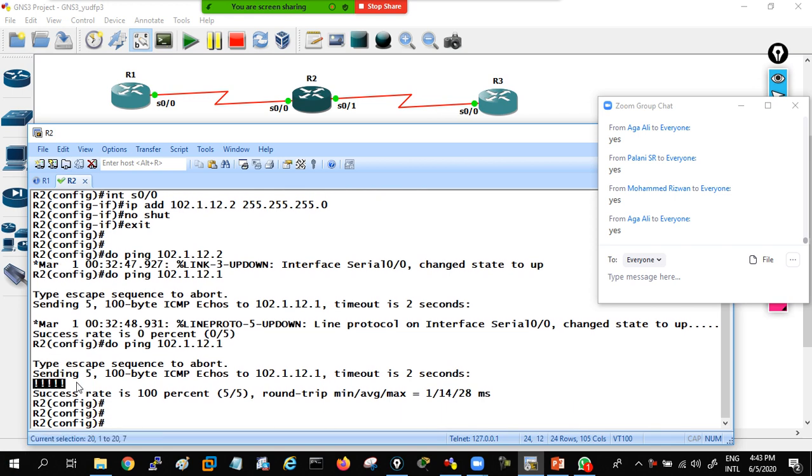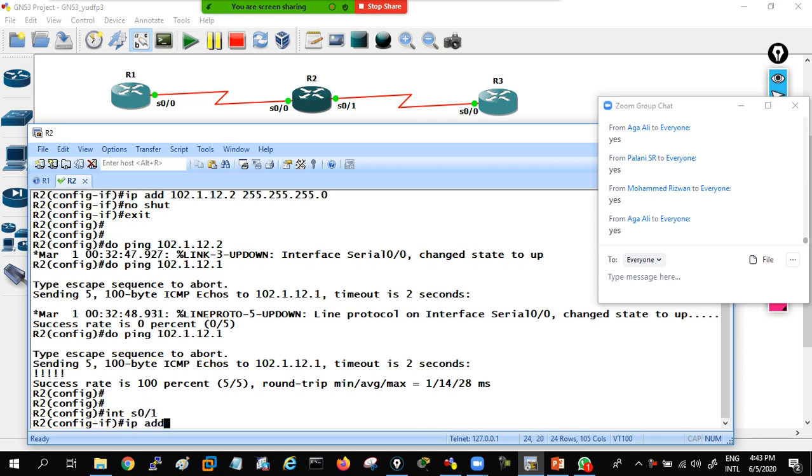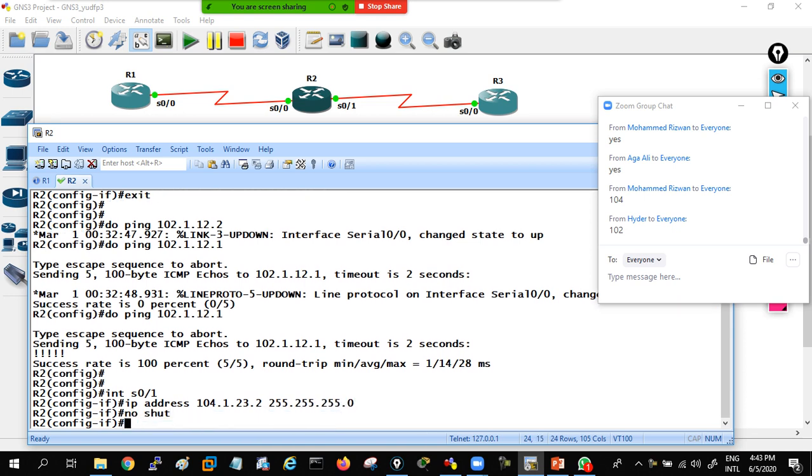See there? Now I am going to configure interface serial 0/1, ip address. I am going to use 104 for you to understand. Okay, guys, if you want, I'll configure 102 only. It's up to you. Can we configure 104 or 102? 104. Good. 104.1.23.2, 255.255.255.0. Then after that, no shut.